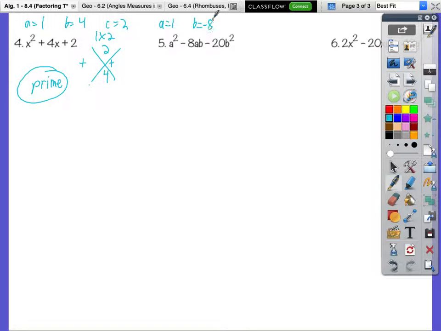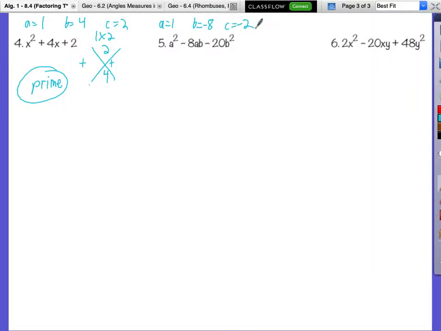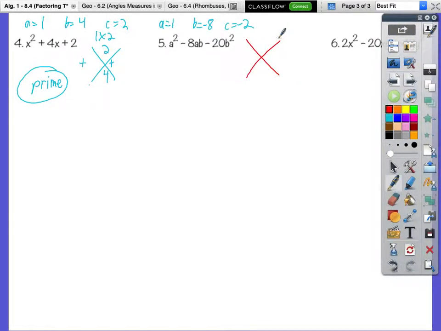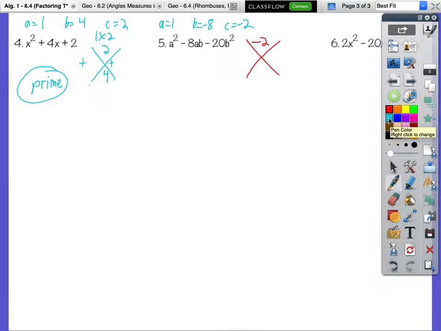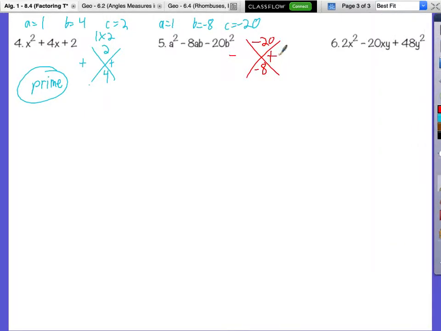Okay, we make our x here, -20 on the top, and -8 on the bottom, so we know we're going to have a negative and a positive, -10 and 2.